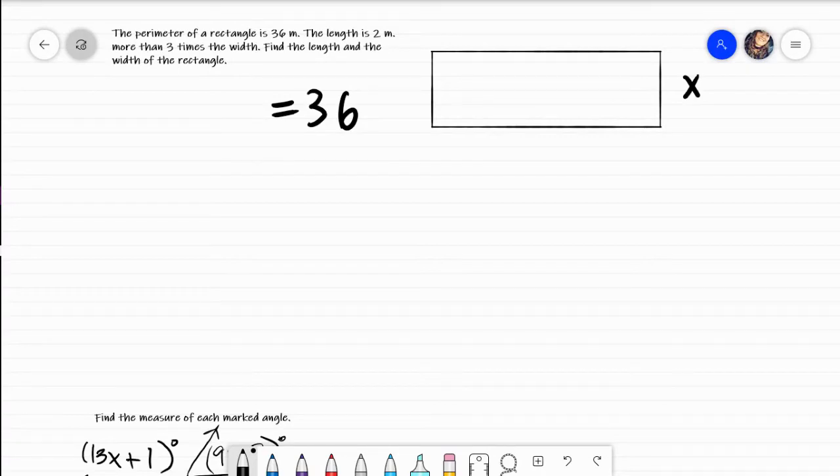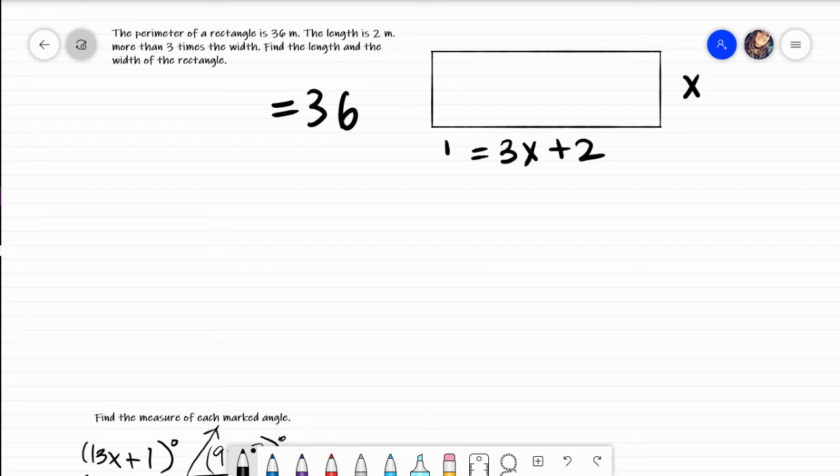So now let's read that sentence again. The length is 2 meters more than 3 times the width. Okay, my width is X, right? So 3 times the width would be 3X. And then it says the length is 2 meters more. More would imply that I'm adding, I'm going up, I'm increasing. So it's 3X plus 2. That's the length. And then let me read this and highlight this real quick.